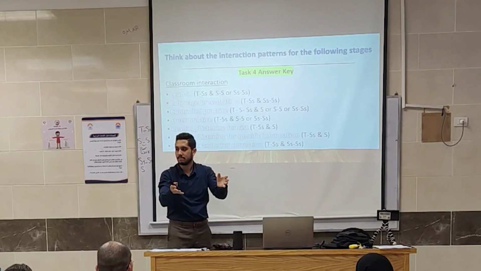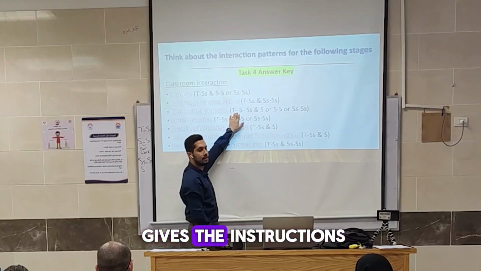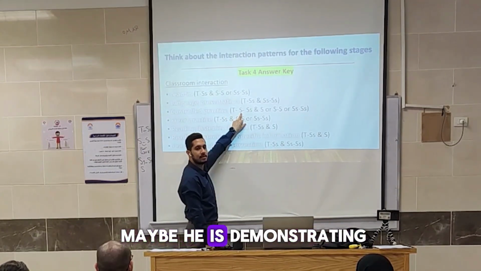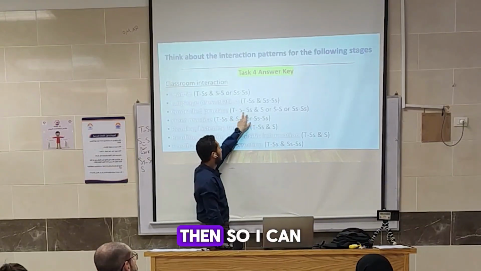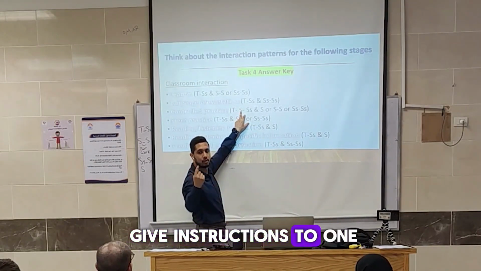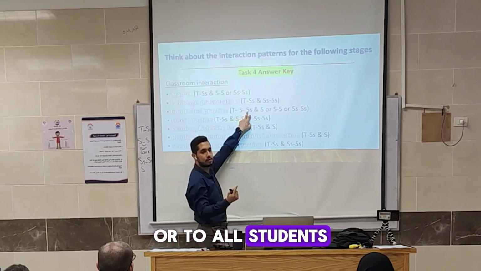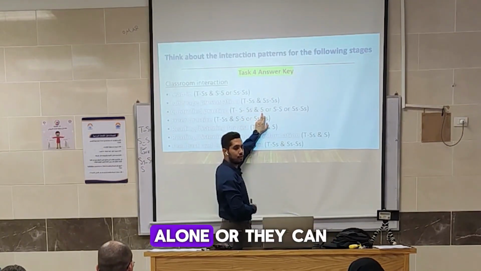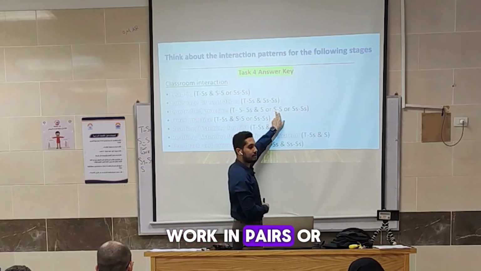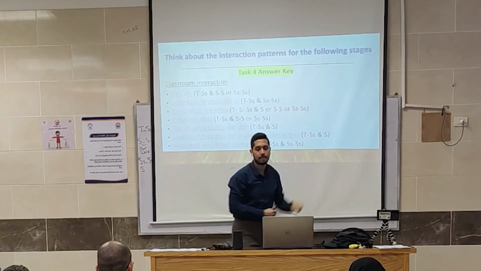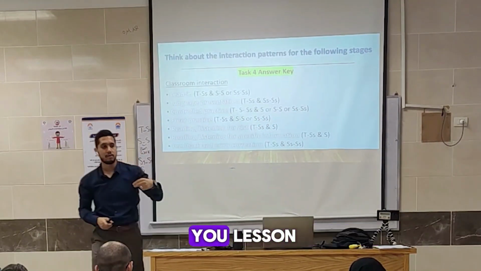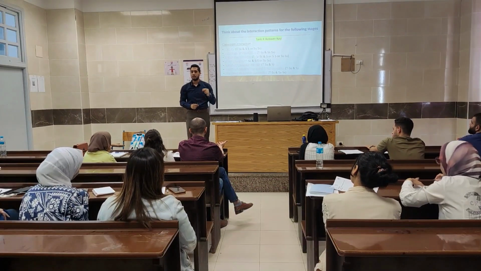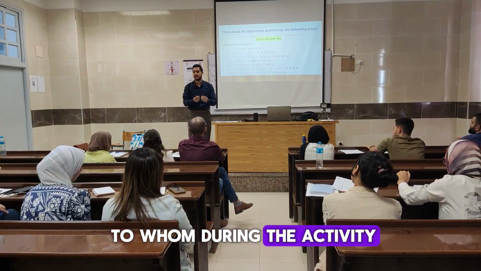Like a written exercise. The teacher gives the instructions, maybe to one student, maybe he is demonstrating. So I can give instructions to one student as an example, or to all students. Then the student is doing the exercise alone, or they can work in pairs, or they work in groups. So whenever you're planning your lesson, you always have to think about the interaction pattern. Who will be talking to whom during the activity?